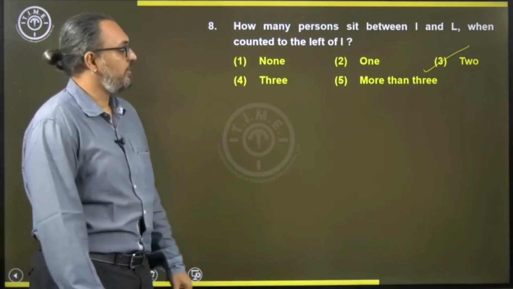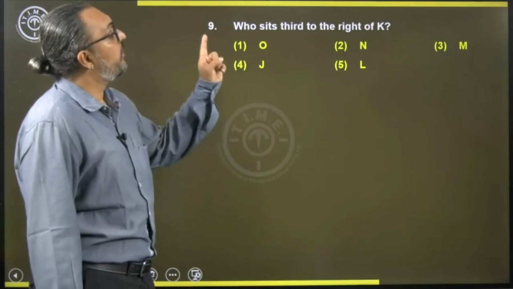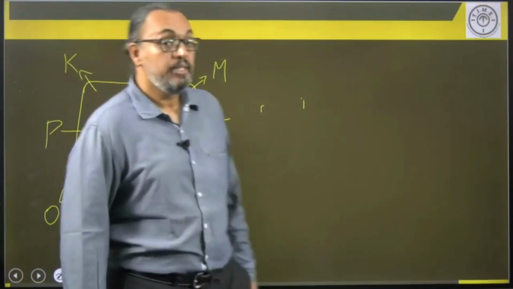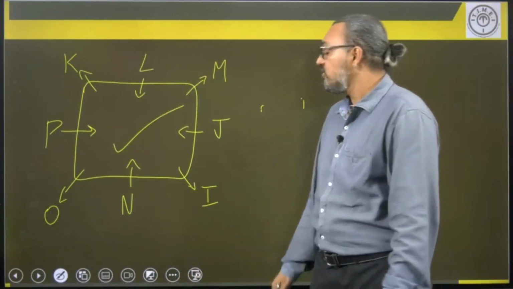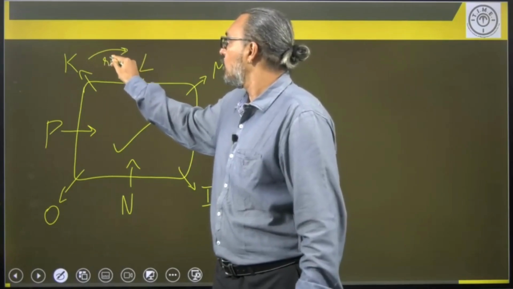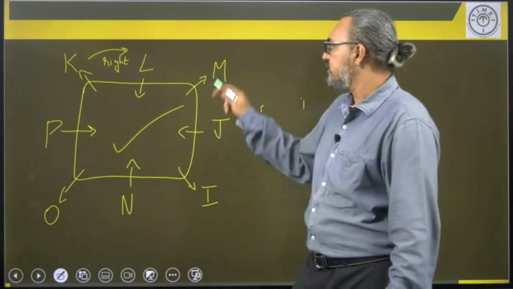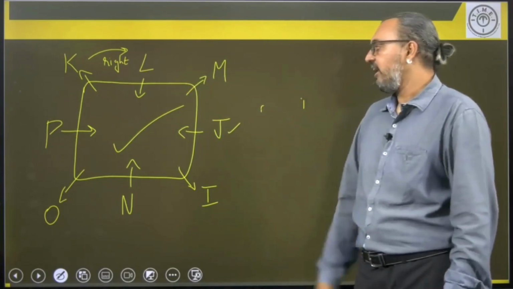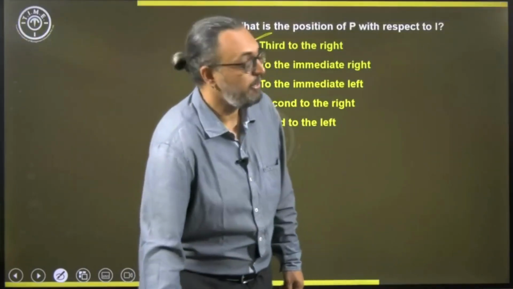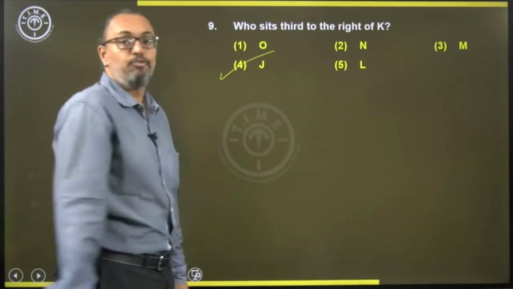Okay. Then, who sits third to the right of K? Okay, let us check. Now see, K is away from the center. Right means clockwise direction. So first to the right is L, second to the right is M, third to the right we have is J. So J is going to be our answer. Okay. And that's given in option 4, J.